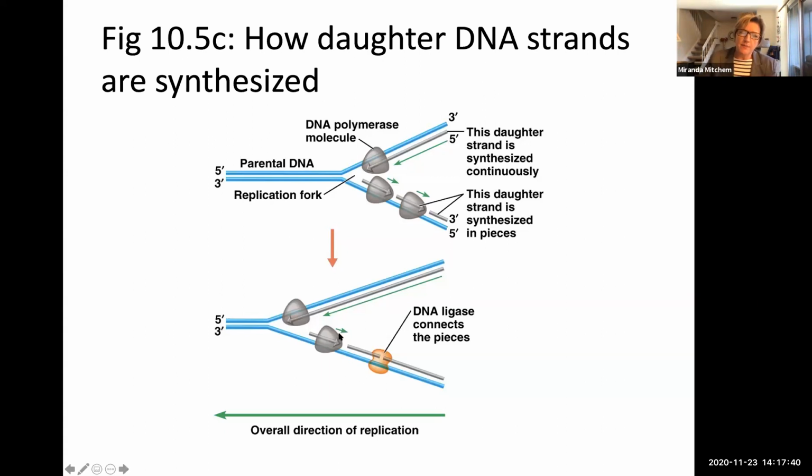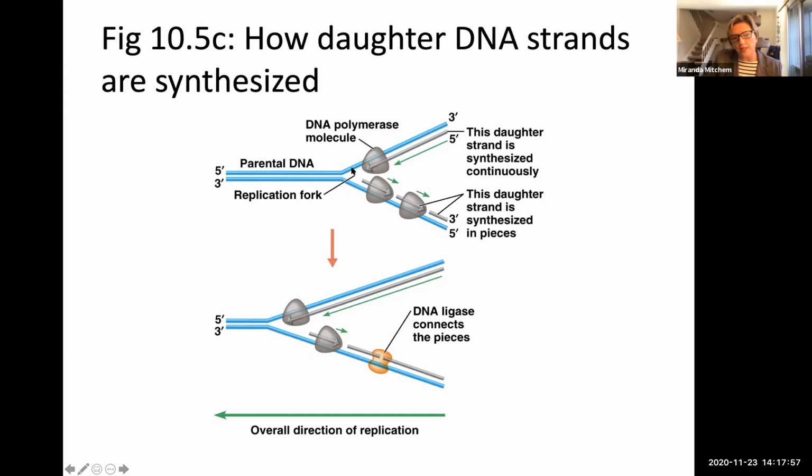So what ends up happening is we have one strand that's made continuously as one piece, and then the other strand is actually made in a bunch of little pieces. And then those little pieces have to be stitched together with another enzyme.